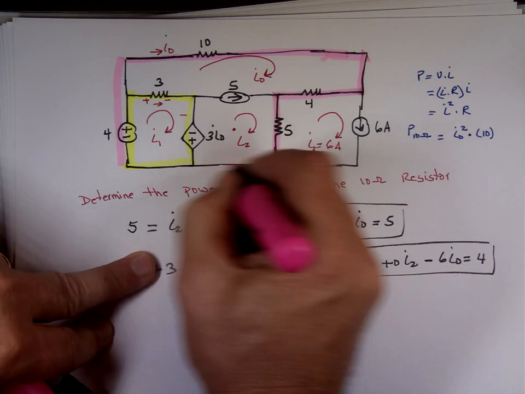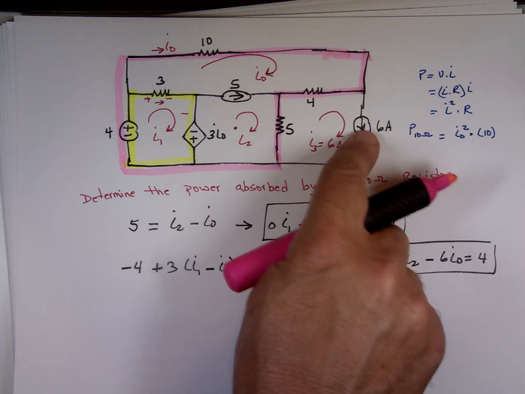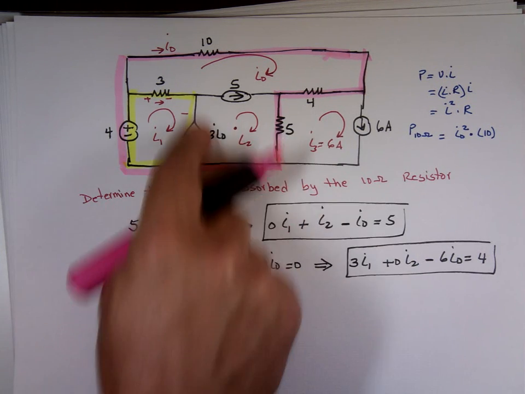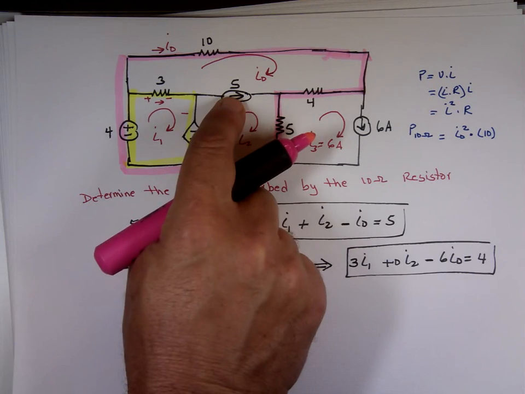Wait, why couldn't we do the bottom right part? Because we don't know the voltage. You don't know the voltage right here. You can't do this either. You don't know the voltage here. Can't do the top one. You don't know the voltage here. So the only way to go is right there.